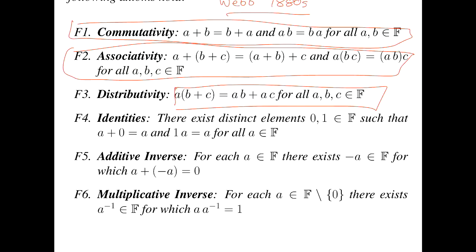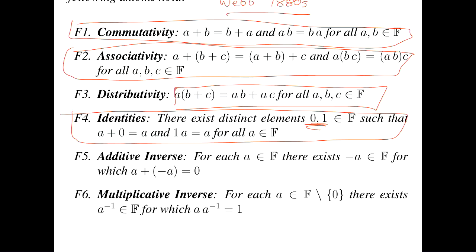And we've got identities for both of these operations. Okay, so there's these special elements of F that we're going to call 0 and 1, but they don't have to be the 0 and 1 that you're familiar with from real numbers. They're just some abstract 0 and 1.